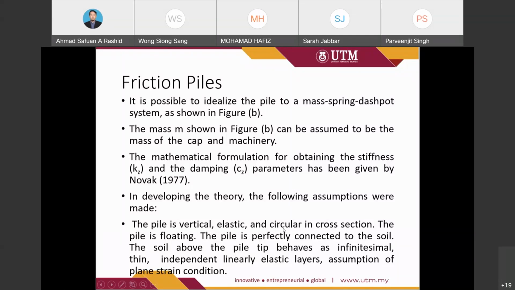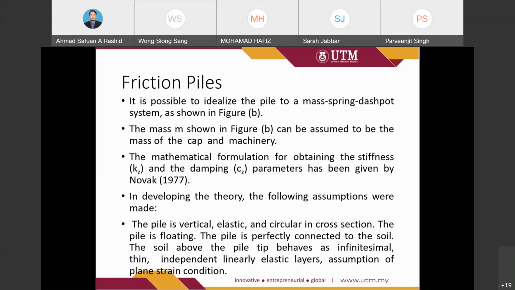When we want to determine the area, we should use the circular cross-section, although the pile may be round, box, or square. The pile is floating. The pile is perfectly connected to the soil. The soil above the pile tip behaves as an infinitesimal, thin, independent, linearly elastic layer. Assumption of plane strain condition.